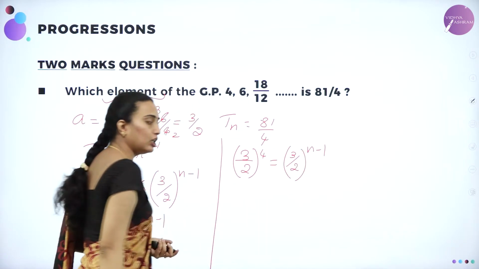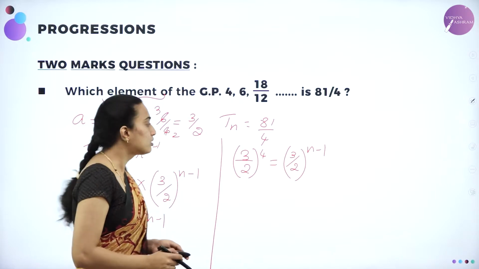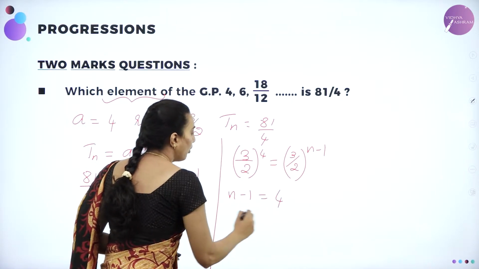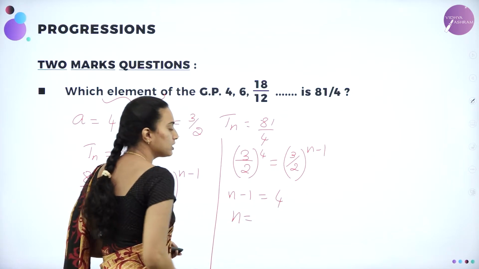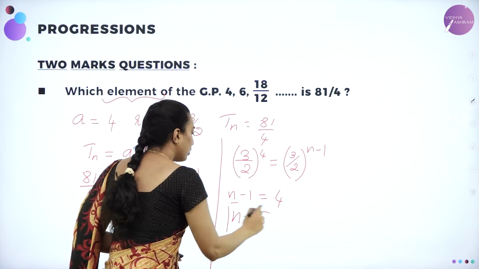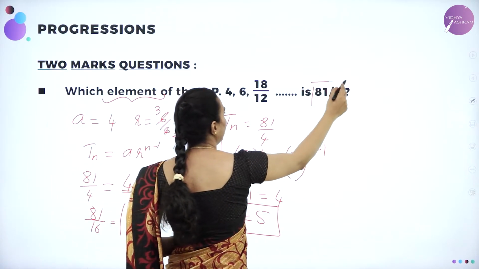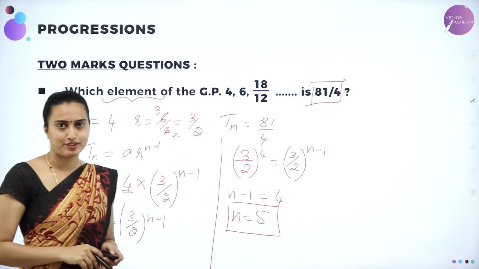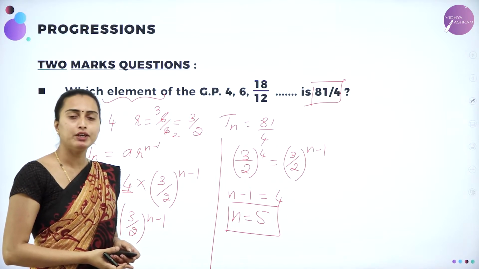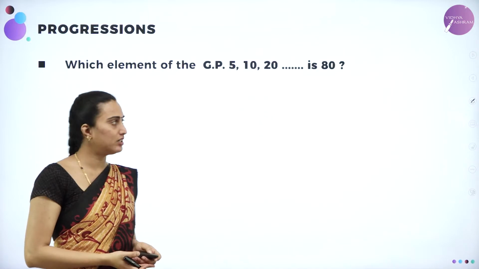Now according to the theory of indices, if the bases are same, I can equate the powers. So therefore n minus 1 is equal to 4, or n will be 4 plus 1, which will become 5. So therefore the fifth element will be the term of the value 81 divided by 4. You understood? So this is how you are going to solve it the easier way by using the formula of GP. We'll move on to the next problem, dears.